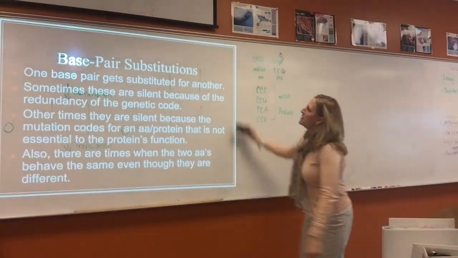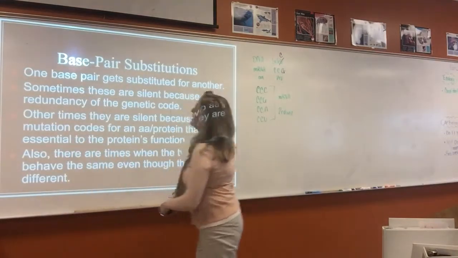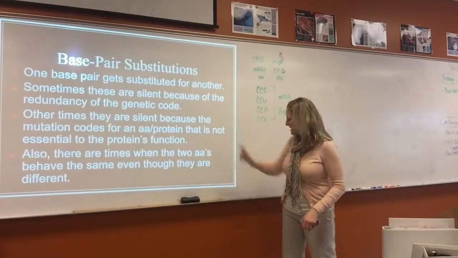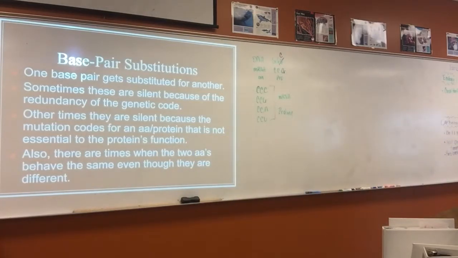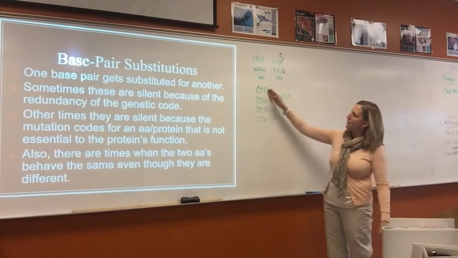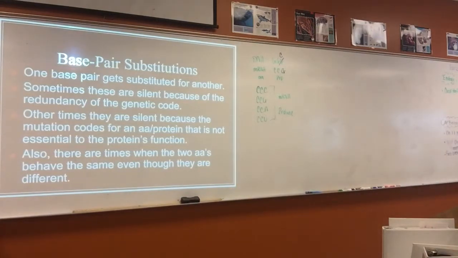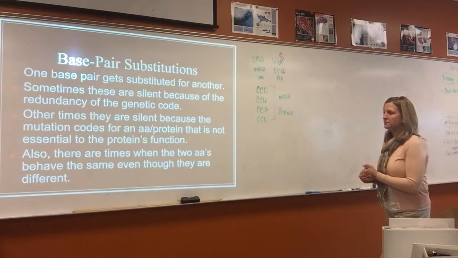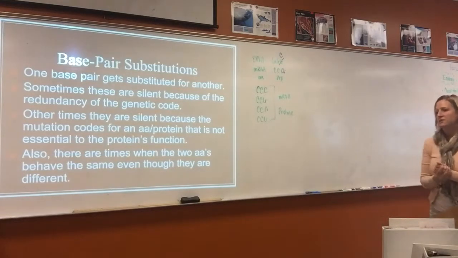So, base pair substitution, this is what I call a silent mutation. One base pair gets substituted for another, that's what we just looked at. Sometimes these are silent, that's the example I just used, because of the redundancy of the genetic code. So oftentimes if that third base is mutated, it doesn't change the amino acid. Other times they're silent because the mutation codes for an amino acid that's not essential to the protein's function. Also, there are times when the two amino acids behave the same even though they are different.